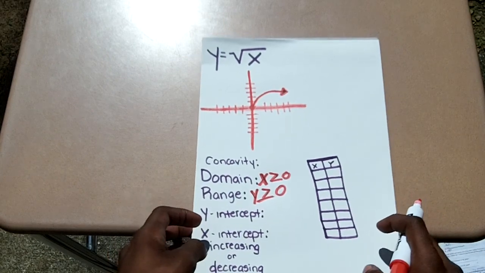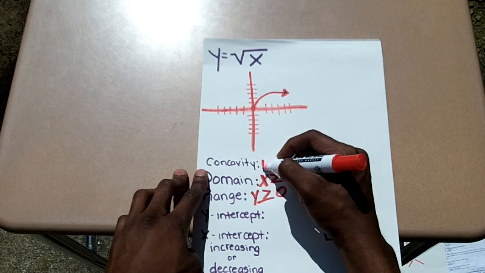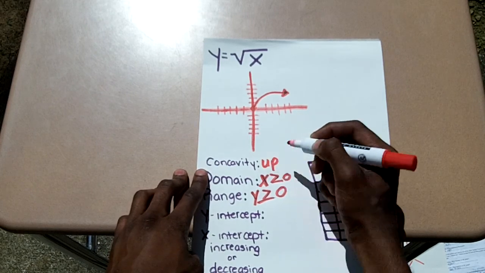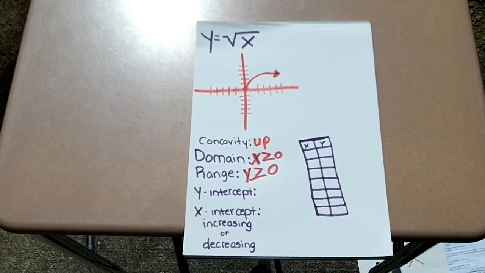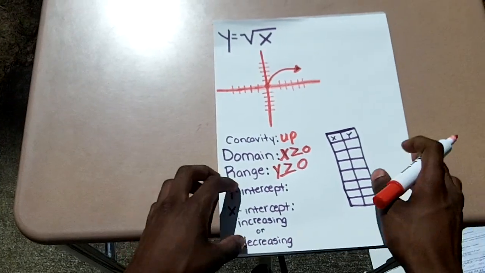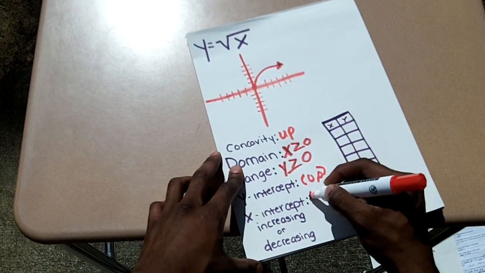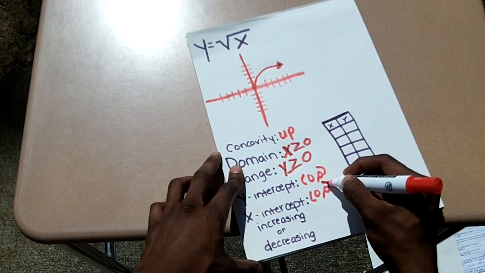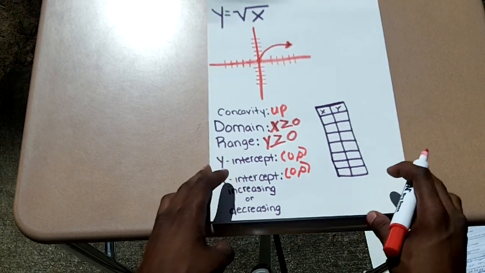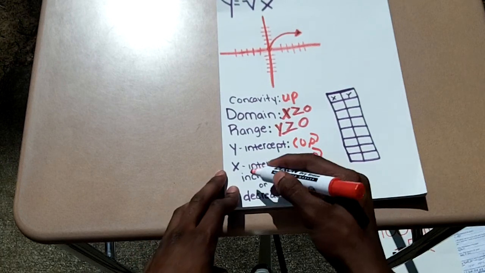As far as concavity, it's concave up. Both my x and my y intercepts are 0, 0. And since my function doesn't go into the negatives, it is increasing and not decreasing.